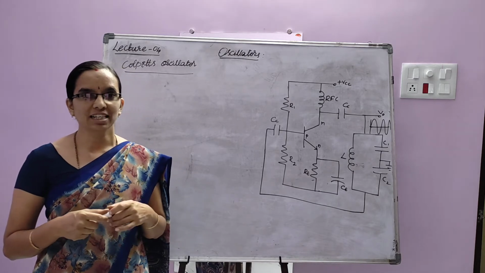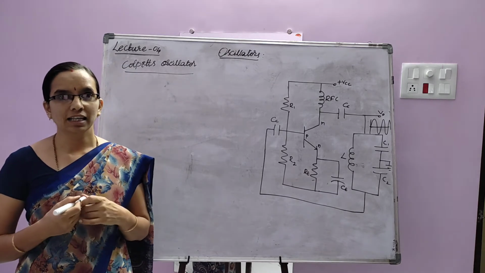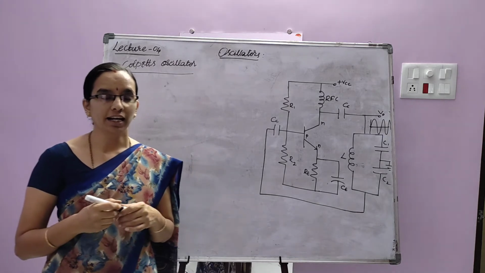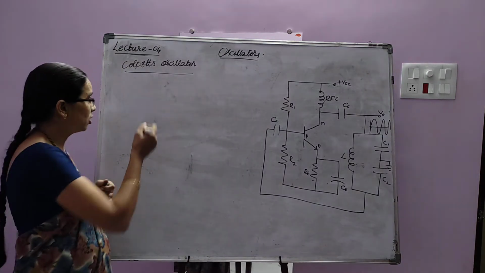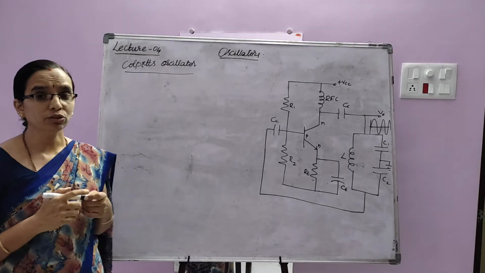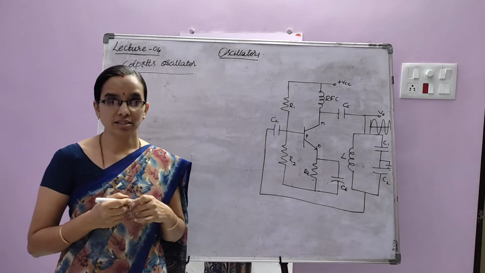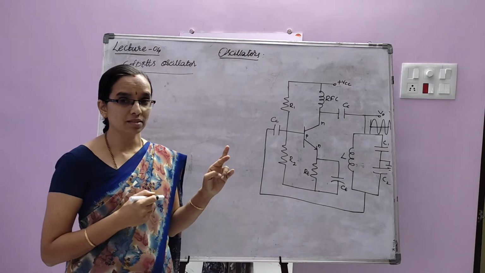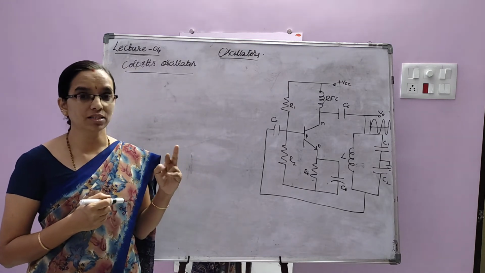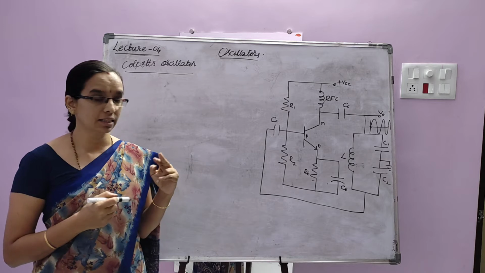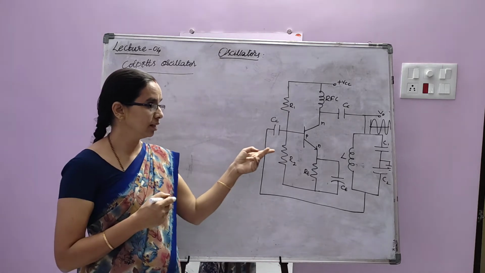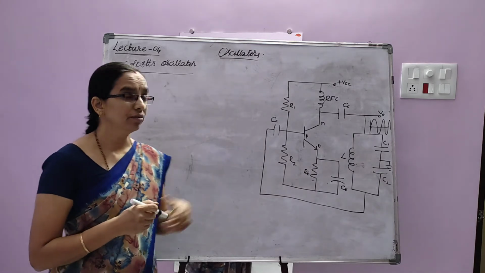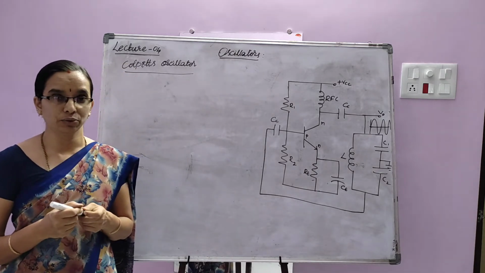Dear students, let us continue with the oscillators. In the last session, we completed the Hartley oscillator circuits, and in this session we are going to study the Colpitts oscillator. This is also one of the LC oscillators, where it uses two capacitors instead of the two inductors we used in the Hartley oscillator. Here in the Colpitts oscillator, it uses two capacitors and one inductor in the feedback circuit.